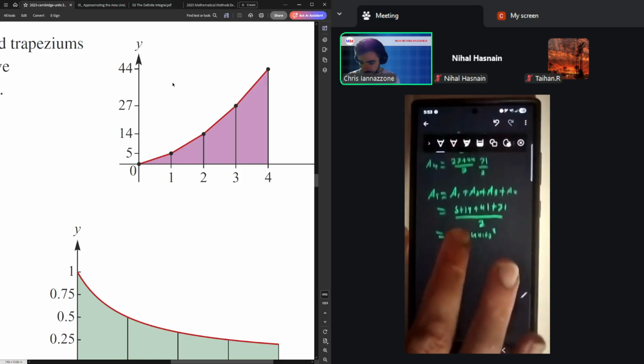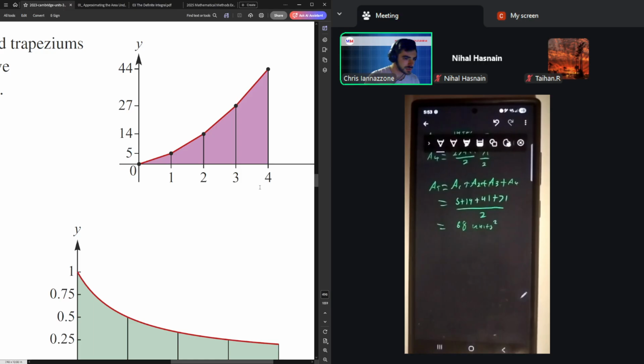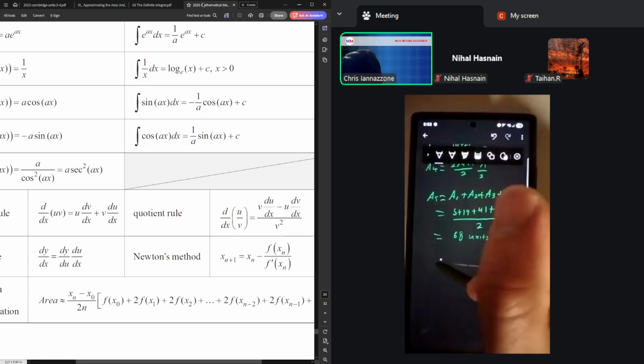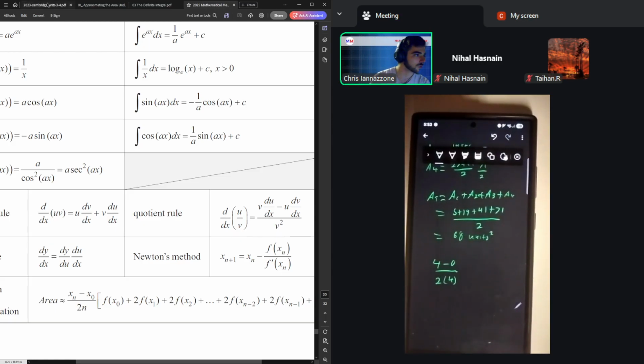So if we use that method, let's take a stab at that. So xn minus x0, that's going to be 4 minus 0. So 4 take 0, 2 times n. N was 4 because we had 4 shapes.